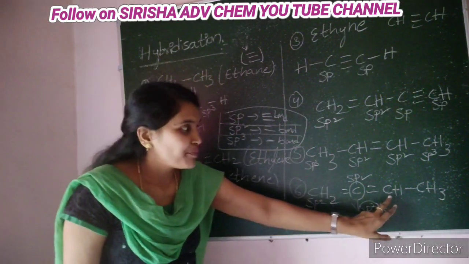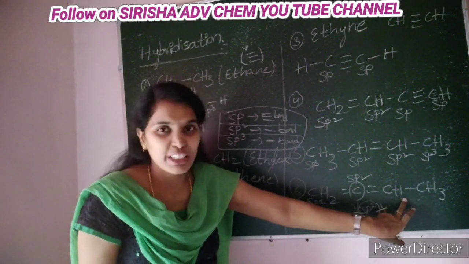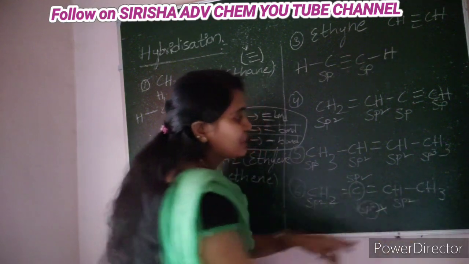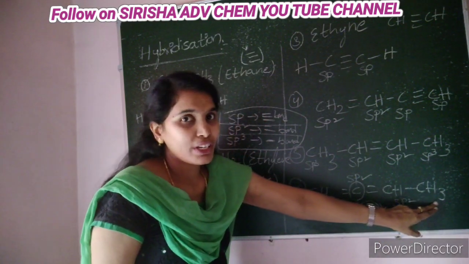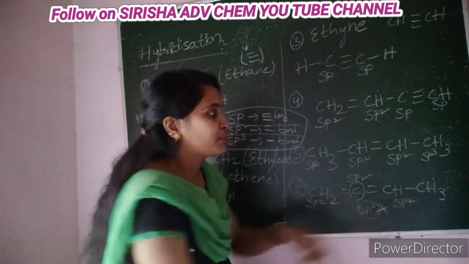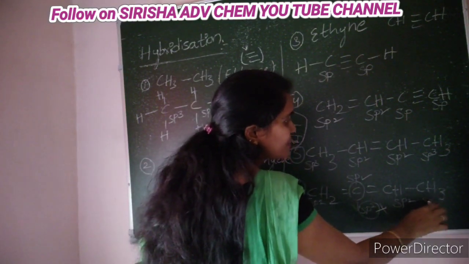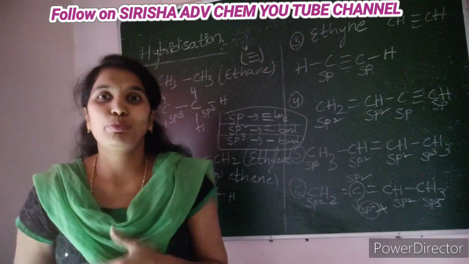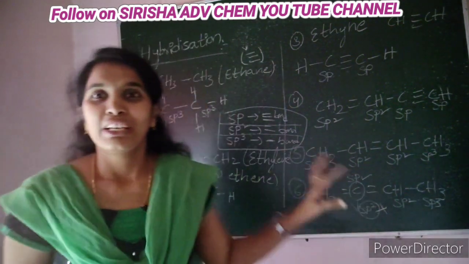Okay. Then this carbon is having hydrogen, single bond, double bond. So that is sp2 hybridization. This is having hydrogens. All hydrogens, we know, are single bonds. So single bonds mean sp3 hybridization. Okay children, I hope you enjoyed this session.